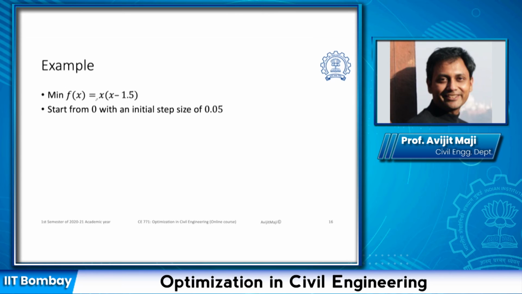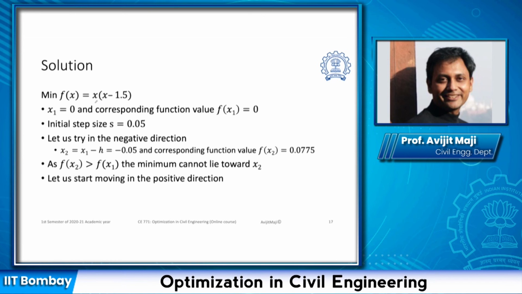So we choose the same example where we need to minimize our objective function, and we are starting from point 0. In this case, we are choosing a step size even smaller than the step size we had in the earlier case. So if we start again, our objective function is this. We are starting from 0. The objective function value at that point is 0. Our initial step size is 0.05. Again, as a check, if we start in the negative direction, we'll find that our objective function value is increasing from our present objective function value. So we should actually reverse our direction and see whether we can reach closer to the optimum value.